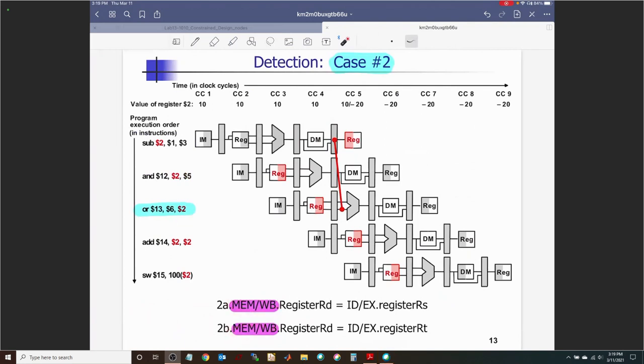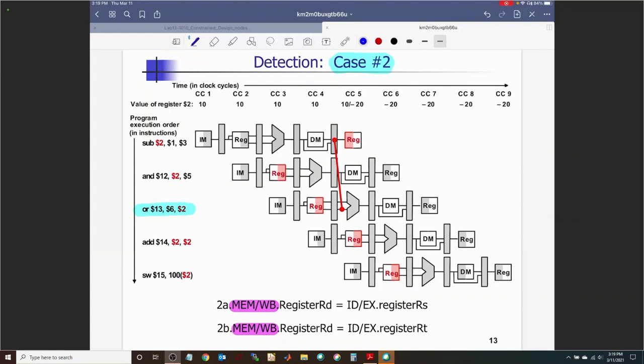You're still looking for destination register if it is the same as the one of the two sources. So that would be case two. As far as detecting a data hazard is concerned, two instructions down from the instruction in which we are actually writing to a register. Questions about this?